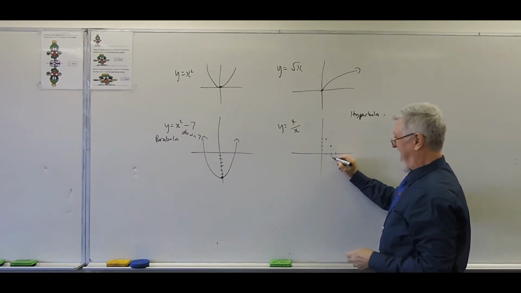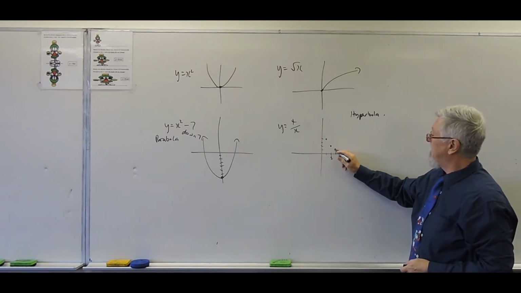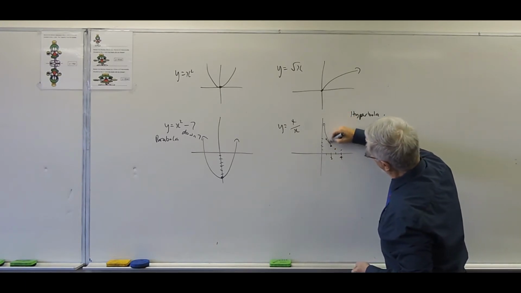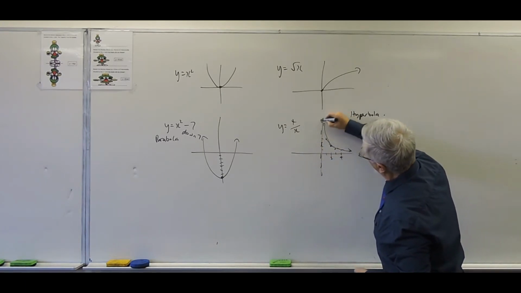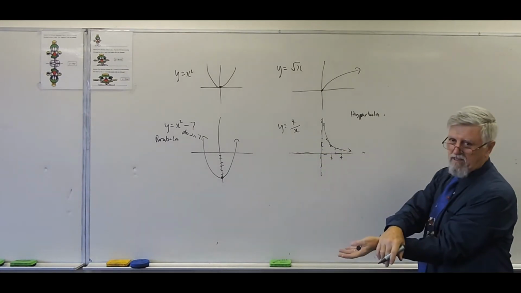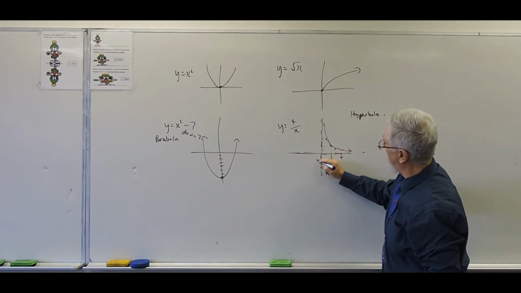4 over 3 is 1 and a third, so I could go there. 4 over 4 is 1. Oh, and then your brain goes, oh, that's right. It goes like that. It goes like that. Got the dotted line up there. Dotted line across there. You're okay? And then you replicate that over there. So I can go across here, instead of having 2, 2, I'll have minus 2, minus 2.